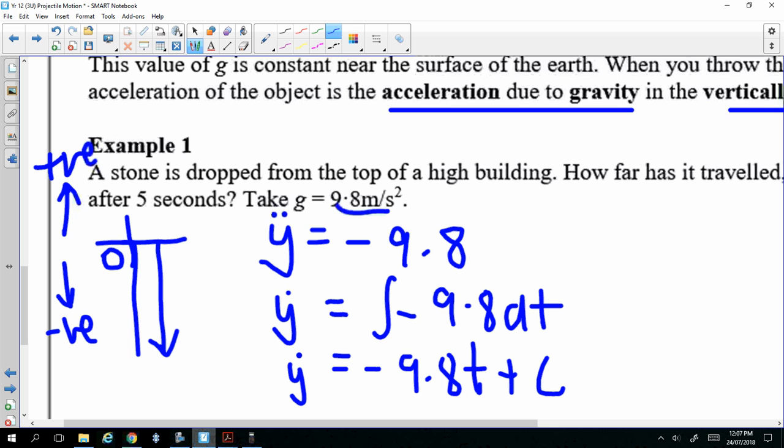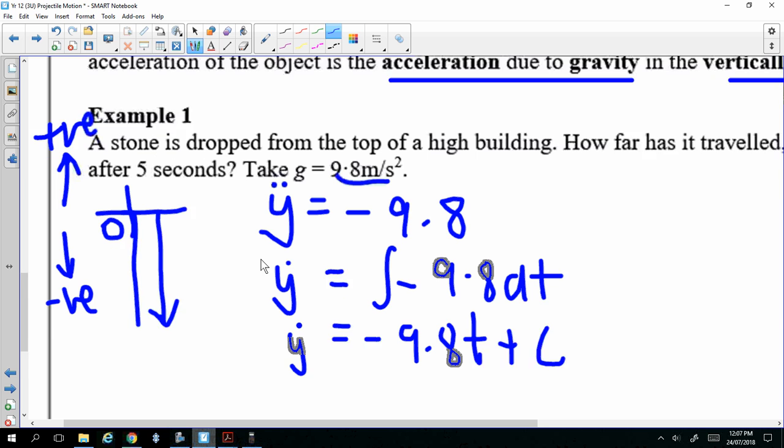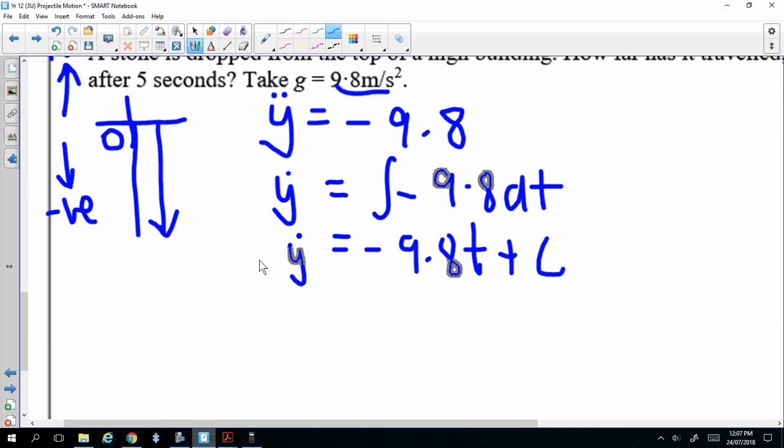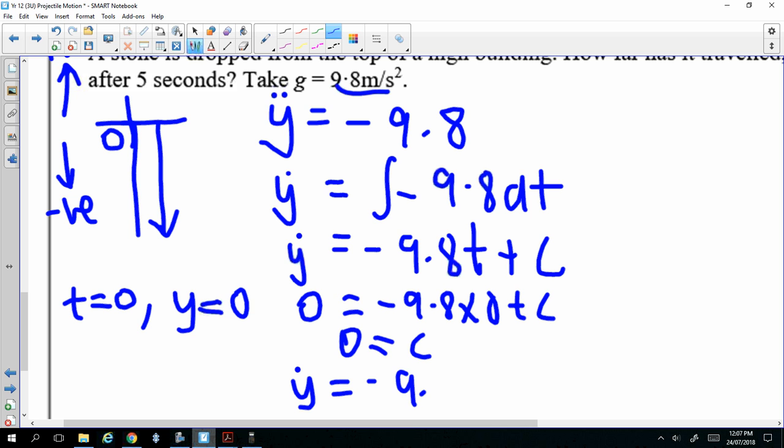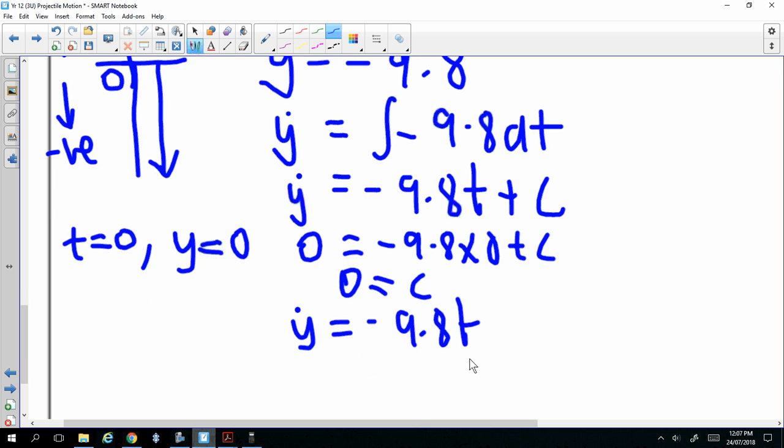To find out c, we note that when t equals 0, it's at the top of the building, which we make equal to 0 to make the calculation easier. So when t is 0, y dot is 0, therefore c equals 0, and you update your formula. The formula for the velocity is y dot equals negative 9.8 t. I will draw a box around it because it will be useful later on.